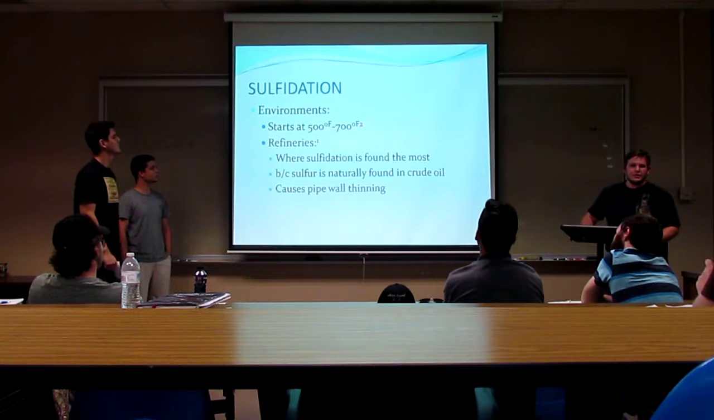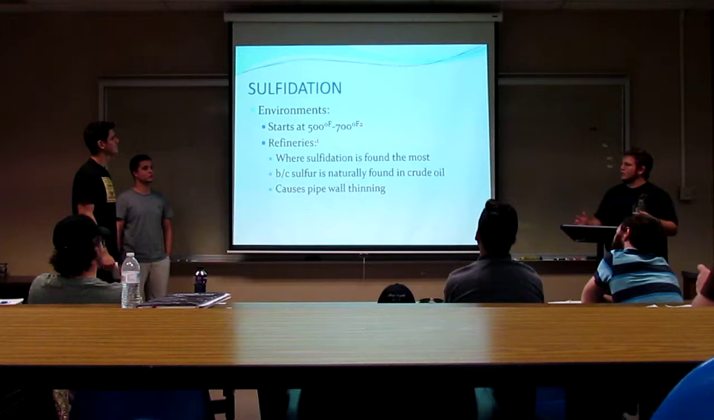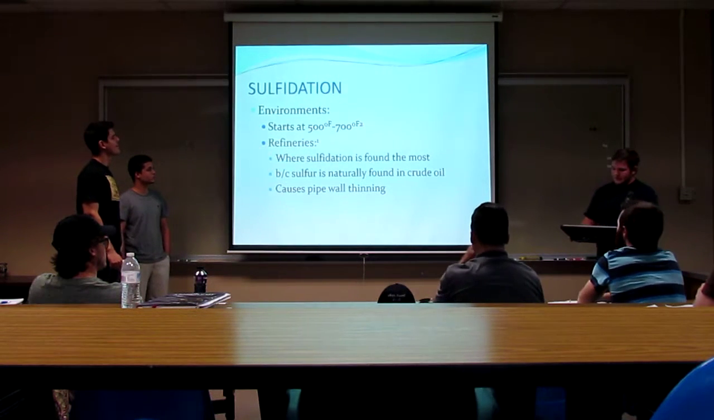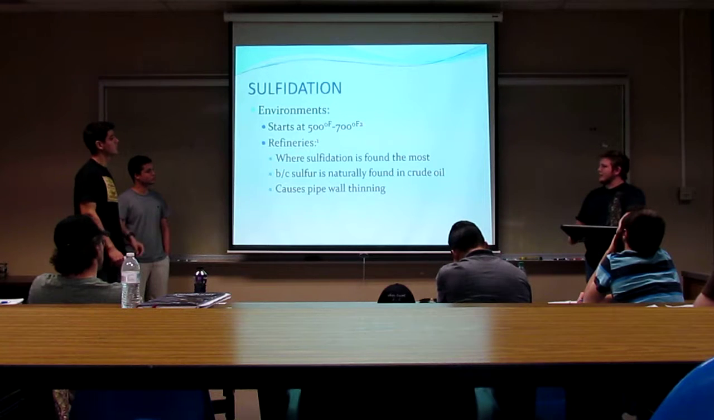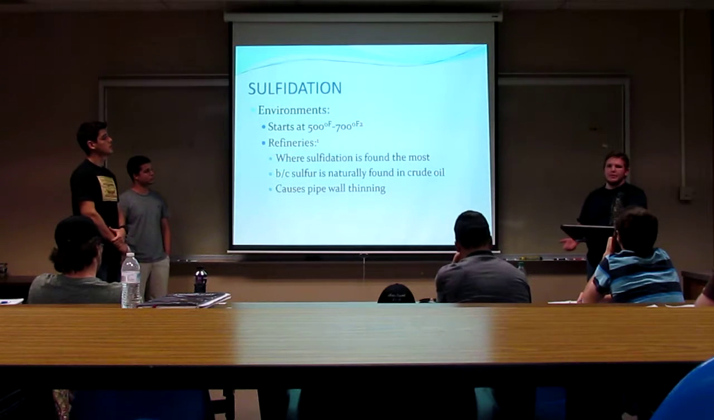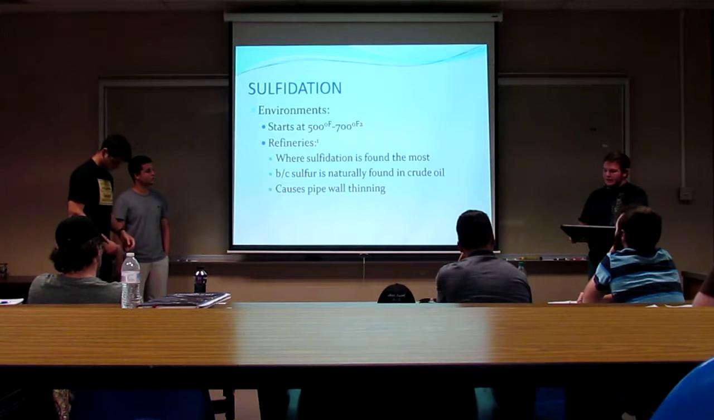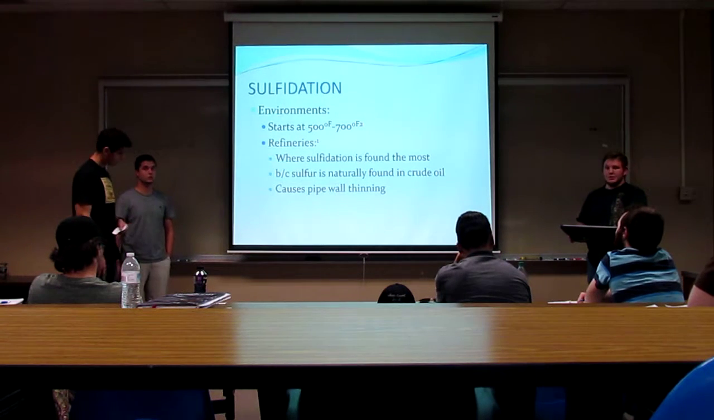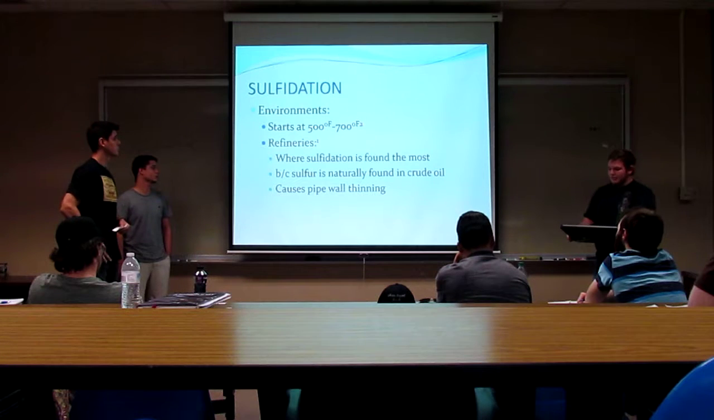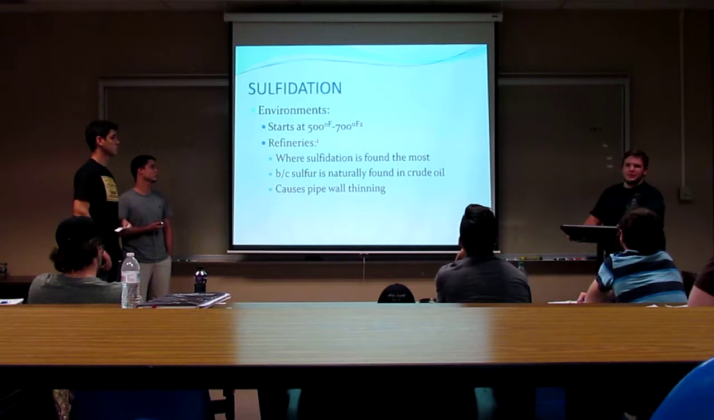Refineries. This is where sulfidation is found the most. This is the most critical industry that fights this battle, because it is a naturally occurring compound that's found in crude oil, which is one of the biggest reasons they fight it. It causes pipe wall thinning, and it's commonly found in the heater tubes and in the pressure vessels.